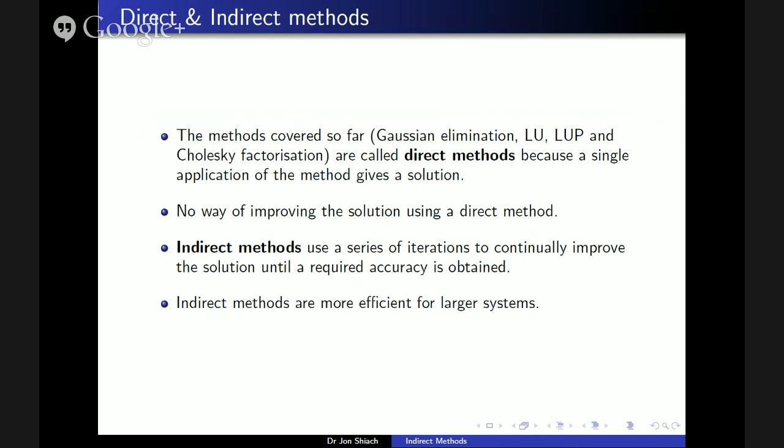Right, the methods we've covered so far. If you think of what we've done so far this term in this unit, Gaussian elimination, well, you've done that previously, LU, LUP, and Cholesky factorization. These are known as direct methods. So in other words, a direct method is when you just have one application of the method that will give you a solution.